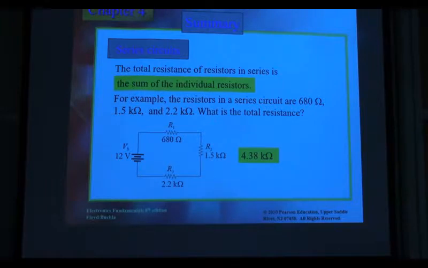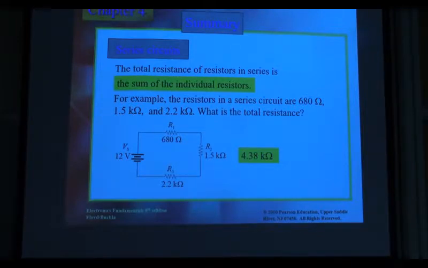Yes? Would parallel be considered as an AC circuit? For AC circuit, for DC circuit, all are the same. So that's why we didn't discuss DC, AC. So even in AC, the rules are still the same. Okay?